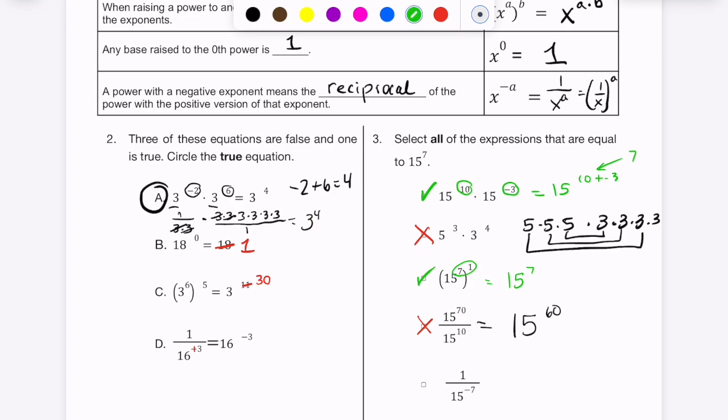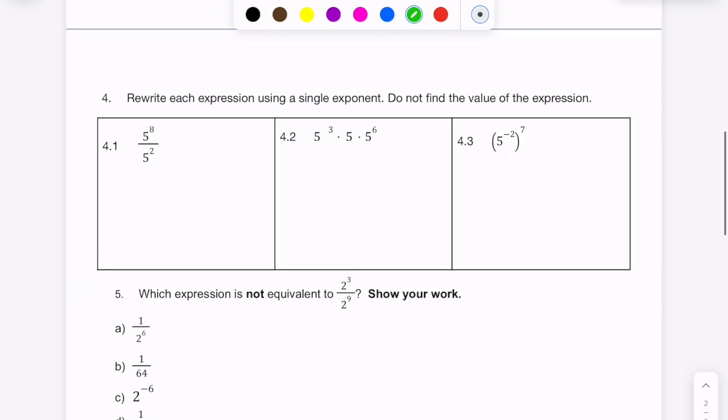And then, this last one is also correct. We have a negative exponent. Again, that tells us let's flip it from the numerator to the denominator, take the reciprocal, so this becomes 15 to the positive 7th power. Cool. All right, question 4.